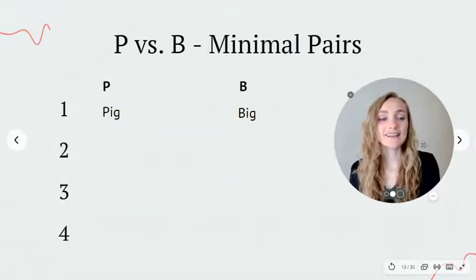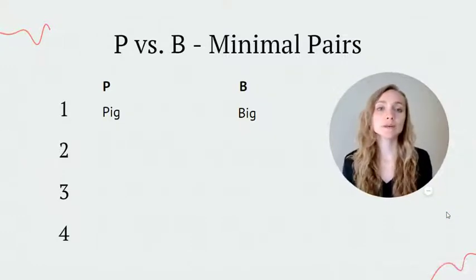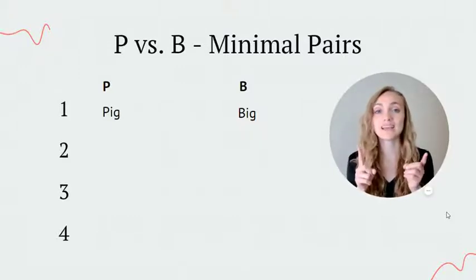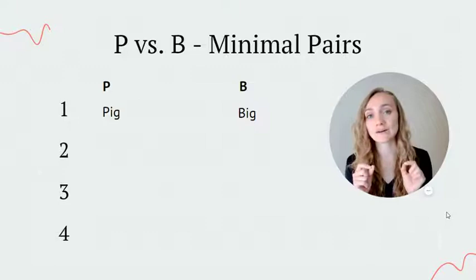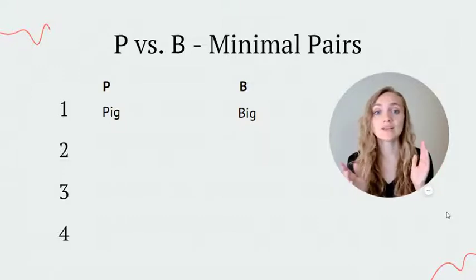All right, and we're going to practice with some minimal pairs. So what are minimal pairs? Minimal pairs are really great ways to practice pronunciation because they are sets of words where the only difference between one word and the other is one specific sound in the word. So for example, in the words pig and big, the only difference is the P and the B sounds.